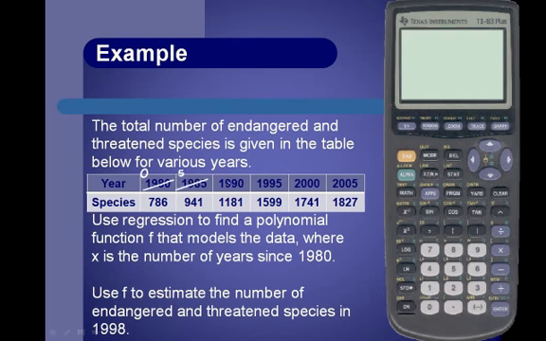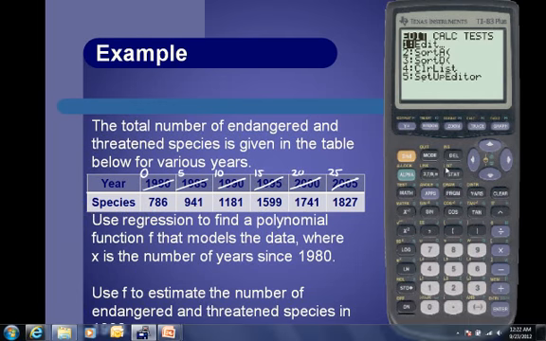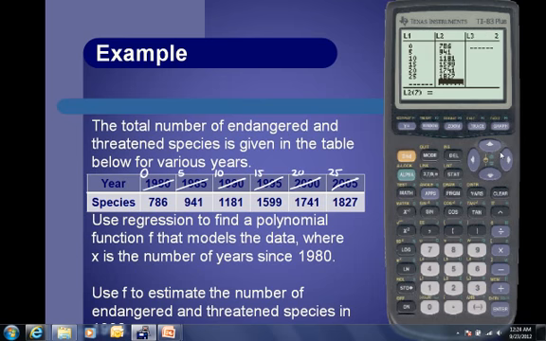1985 would be 5 years after 1980. 1990 would be a 10, 1995 15, 20, and 25. So it's important that we do that first before we start putting the values in our table. So we're going to go into stat, and we are going to enter the values. We need to graph this so we can identify which degree function we are looking for.